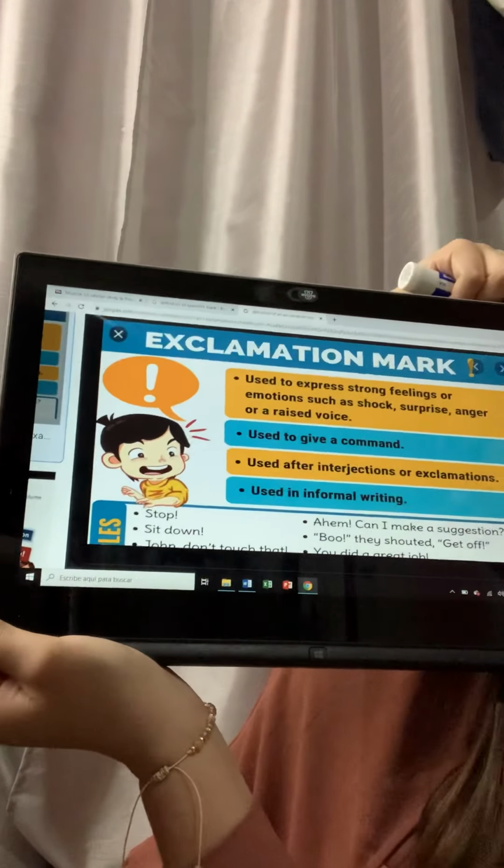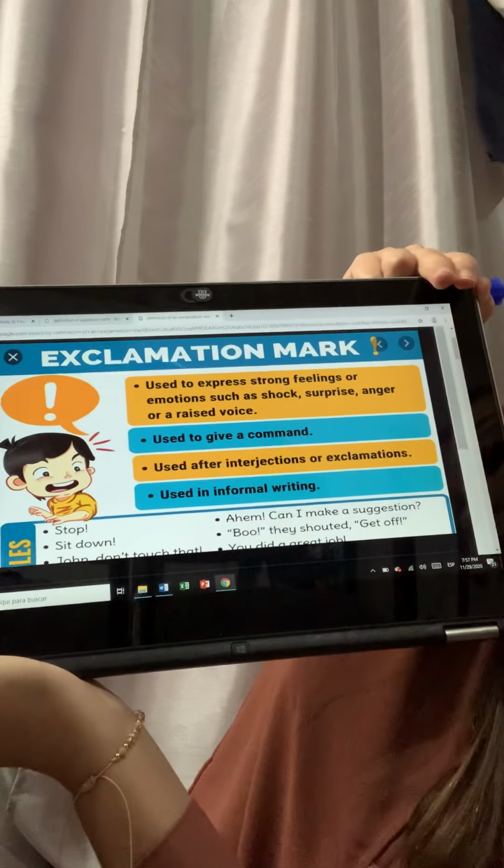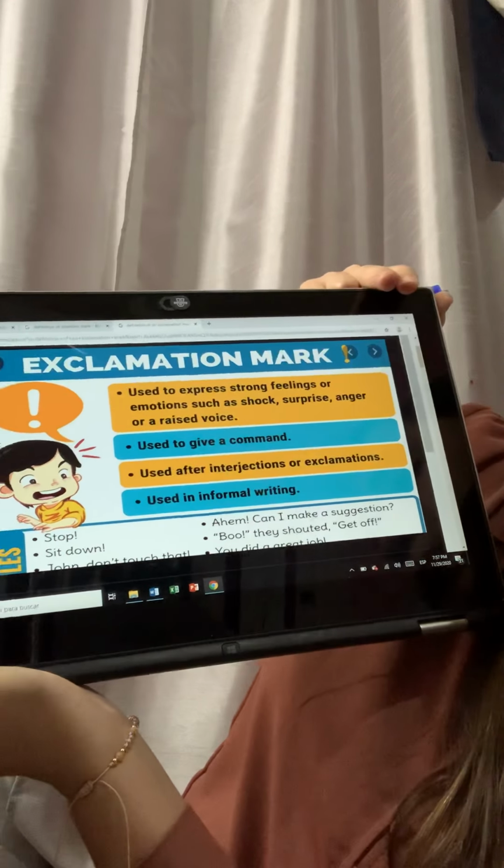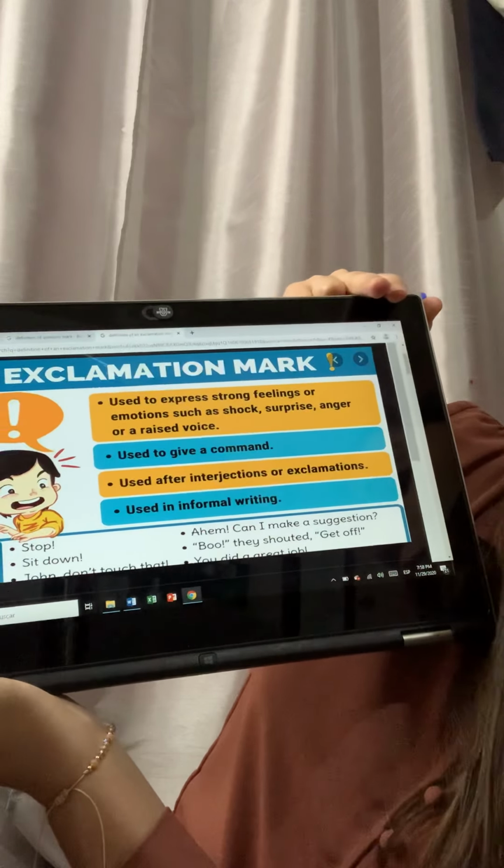Stop or sit down. So here we have some examples. It says stop, sit down. Can I make a suggestion? Well, that's a question. And boo. For example, if we're surprised, or angry, or happy, we can say something that ends with an exclamation mark.